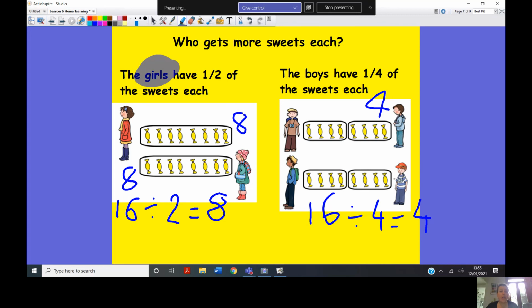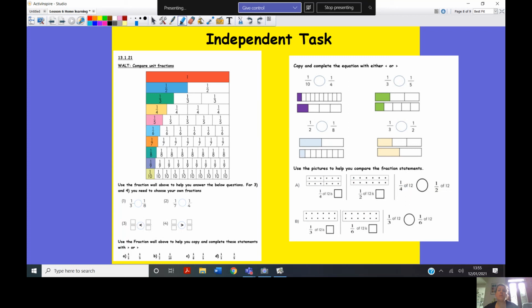So your independent task for today is you're going to be using the fraction wall, which is on a sheet here, to help you answer the questions below. They're going to involve a lot of looking at the fractions themselves. And in questions 3 and 4 of the first section, you choose your own fractions. Make sure that you're choosing unit fractions. So remember our symbols.